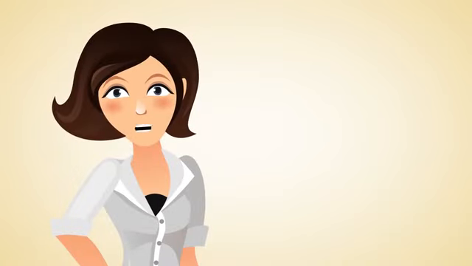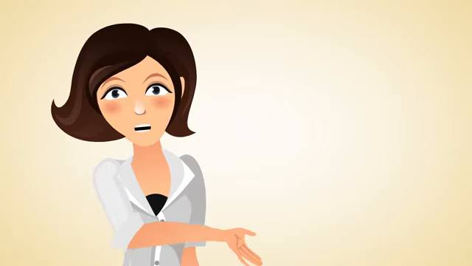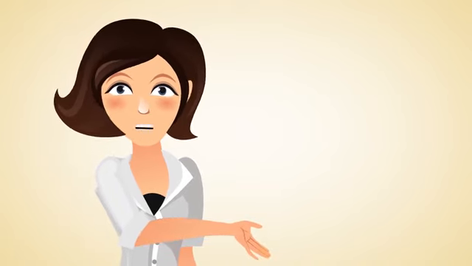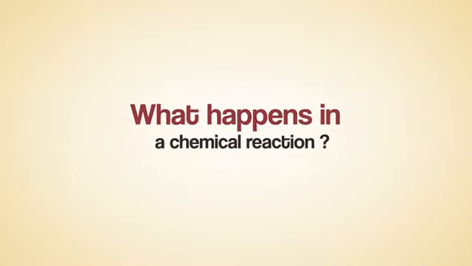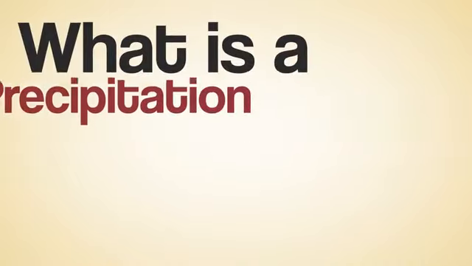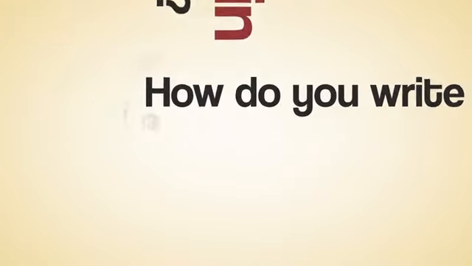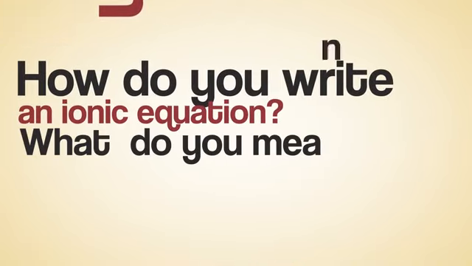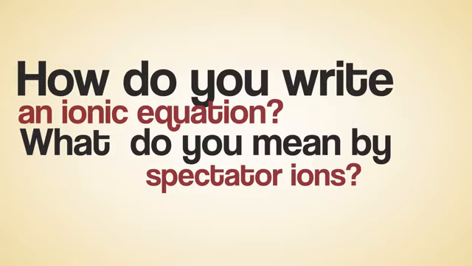Really funny, Luca and Daisy. But now, let's see the aim of this experiment. At the end of this lesson, you will be able to answer the following questions. What happens in a chemical reaction? What is a precipitation reaction? How do you write an ionic equation? What do you mean by spectator ions?